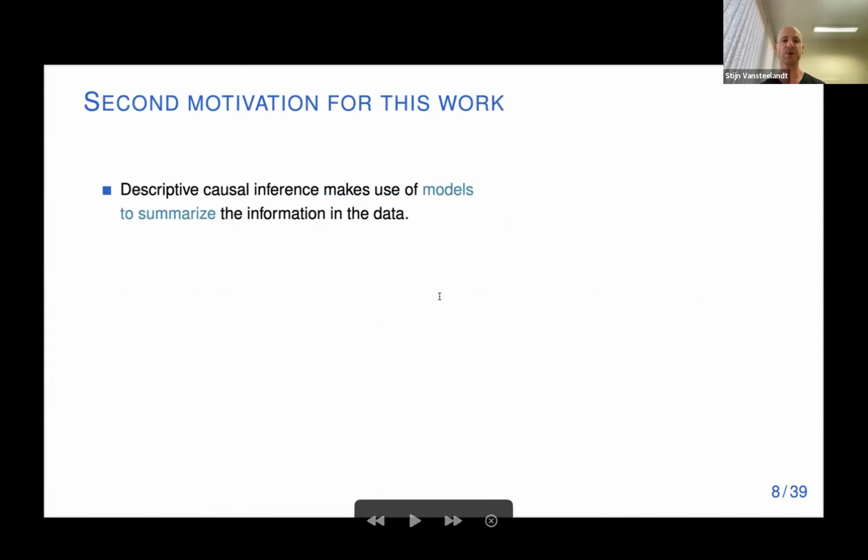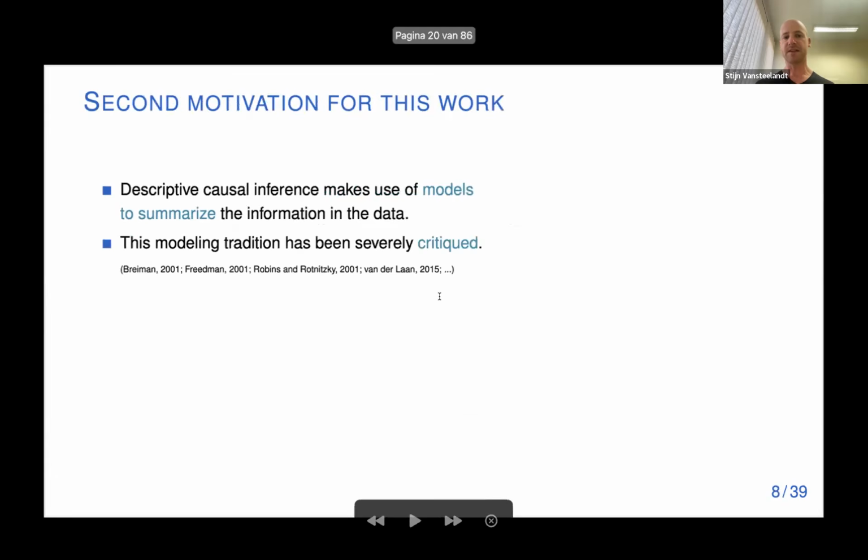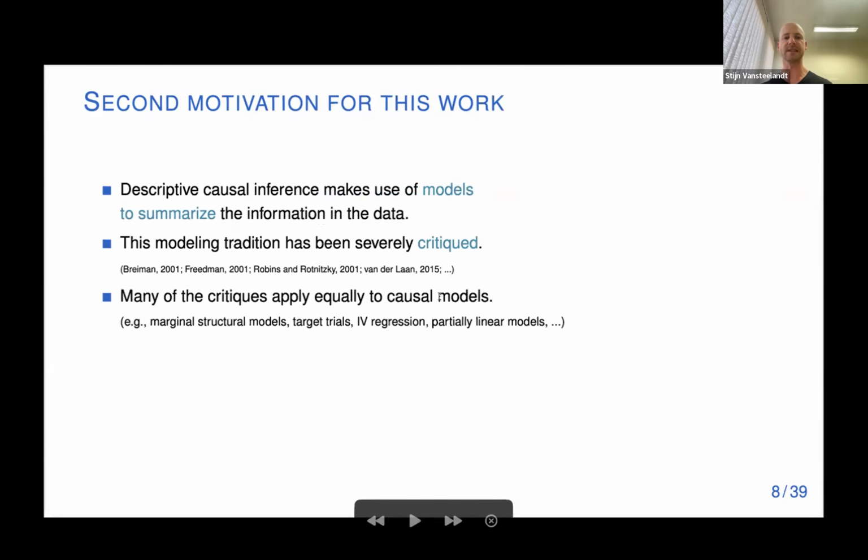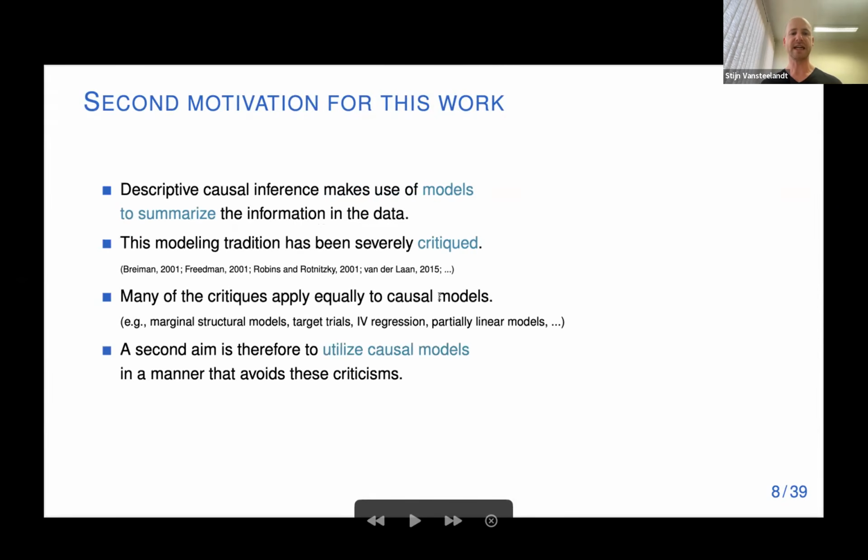Now, this descriptive approach to causal inference makes use of models to summarize information in the data, and this modeling tradition has been severely critiqued, and rightly so. Many of the critiques apply equally to causal models like marginal structural models, partially linear models, and so forth. And therefore, the second motivation for this work is, even in settings where we would like to do prescriptive causal inference, to utilize causal models in a manner that avoids the typical critiques of the modeling tradition.